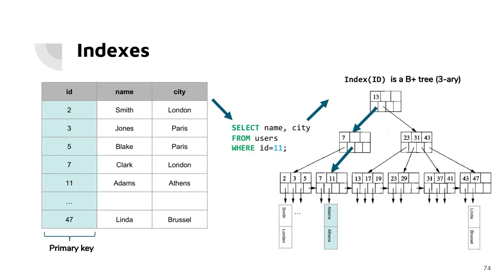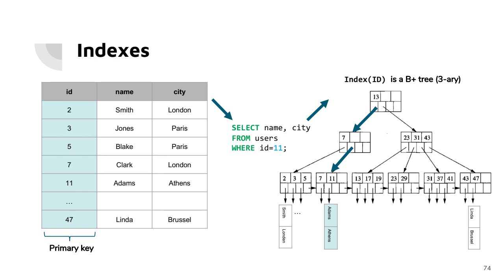So here's an example. I have my table here, and then I select the name and the city from users, where ID is 11. A trivial algorithm would read the entire table in memory, go row by row, and just select the users with ID 11. But that would not be efficient. So what we actually use is something like this. We have a B+ tree. It's like a binary tree, but in this case, it's not a binary tree, it's a tree with more branches.